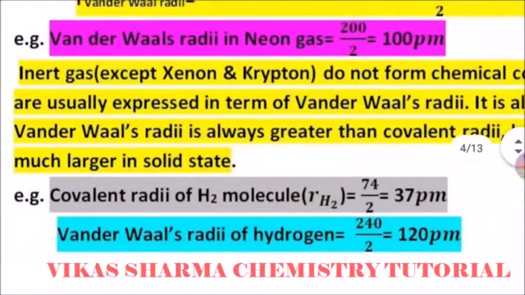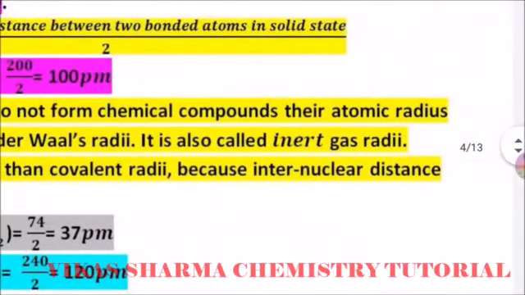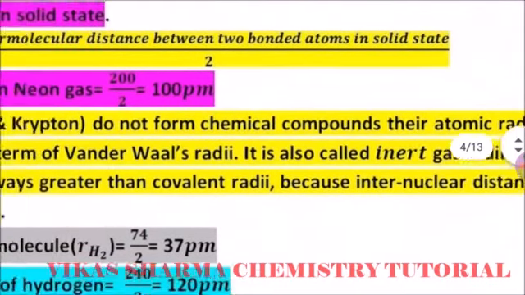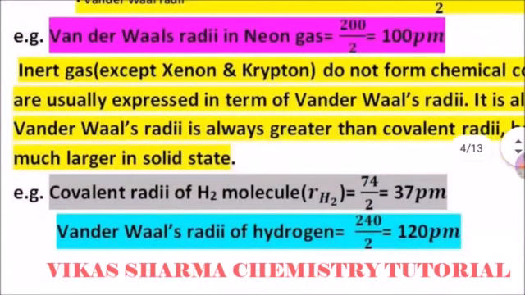Van der Waals radii is always greater than covalent radii because the internuclear distance is much larger in the solid state. For example, the covalent radius of a hydrogen molecule is 37 picometer, but the van der Waals radius of hydrogen is equal to 120 picometer. So, student, keep this in your mind: the van der Waals radii is always greater than the covalent radii, because in van der Waals radii we take the condition where two molecules are held at the minimum distance between two nuclei.